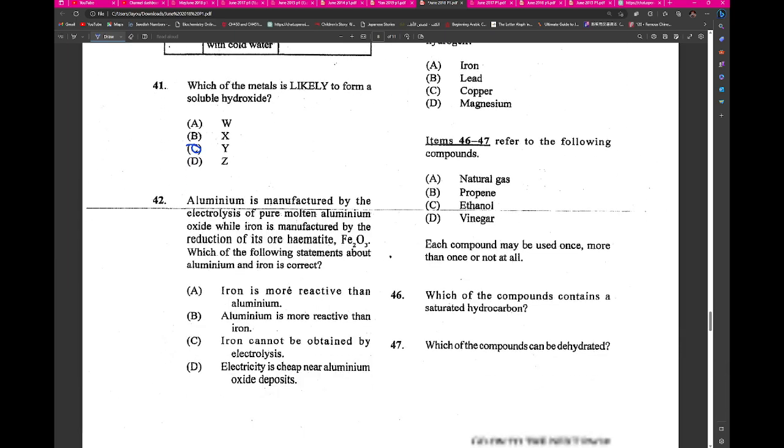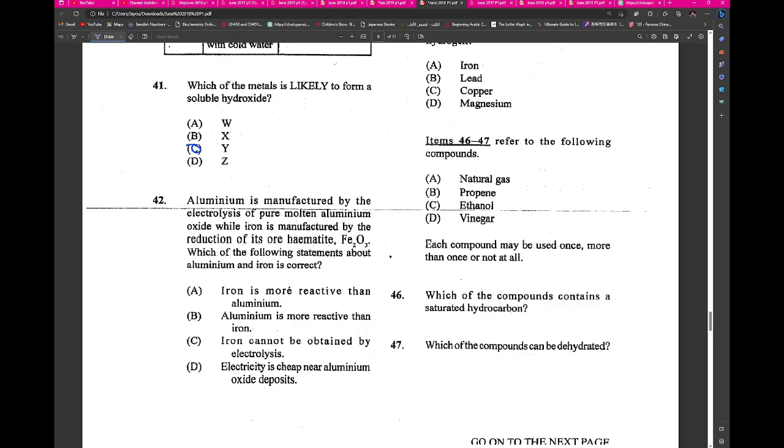Aluminium is manufactured by the electrolysis of pure molten aluminum oxide, while iron is manufactured by the reduction of its ore hematite. Which of the following statements about aluminium and iron is true? Iron is more reactive than aluminium. Aluminium is more. Iron cannot be obtained through electrolysis, or electricity is cheap near.